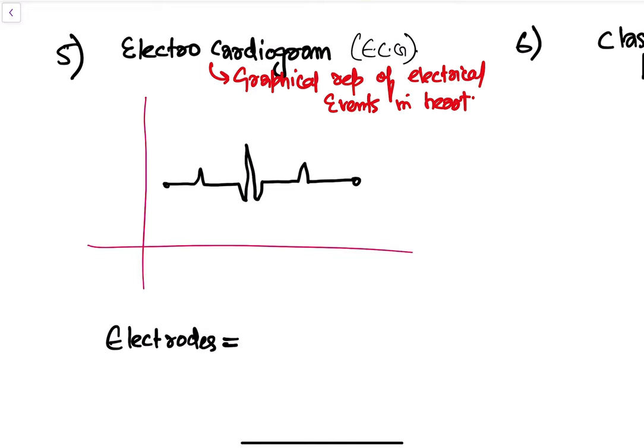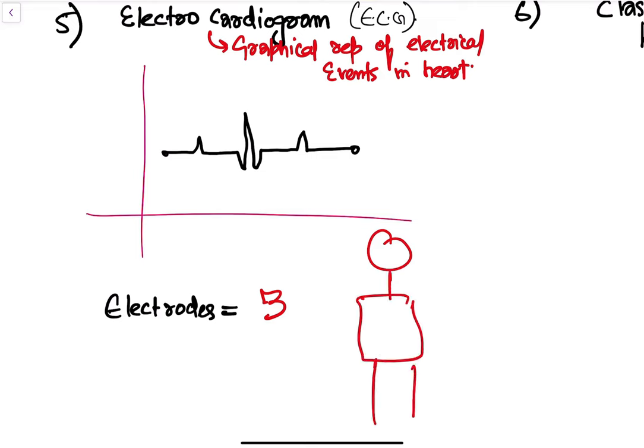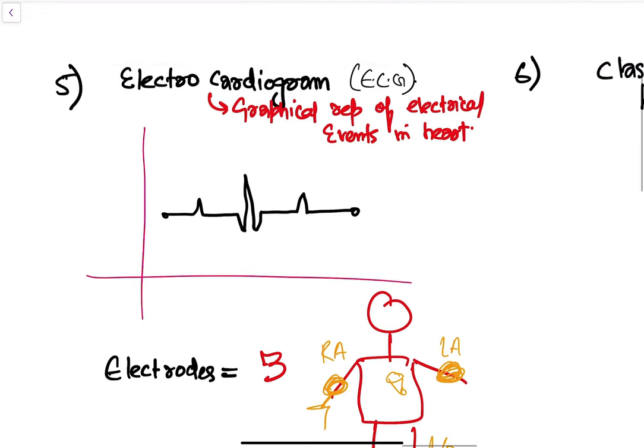Now, in this electrocardiogram, we use three electrodes. One is connected on the right arm, another is connected on the left arm, and the other is connected on the left leg. There is our heart on the left side. Now, when we get this ECG, we have three waves in total. This wave is called P wave. This is called QRS complex. This is called T wave.